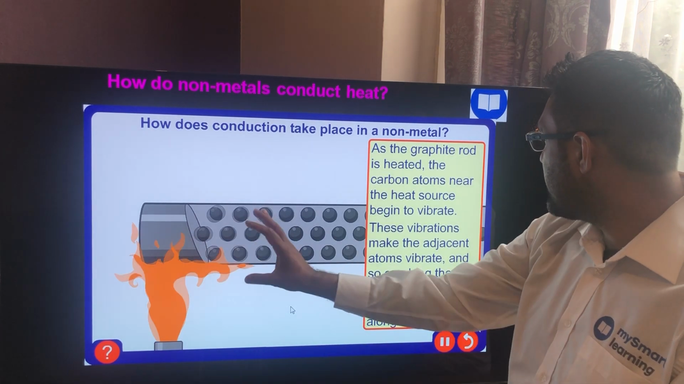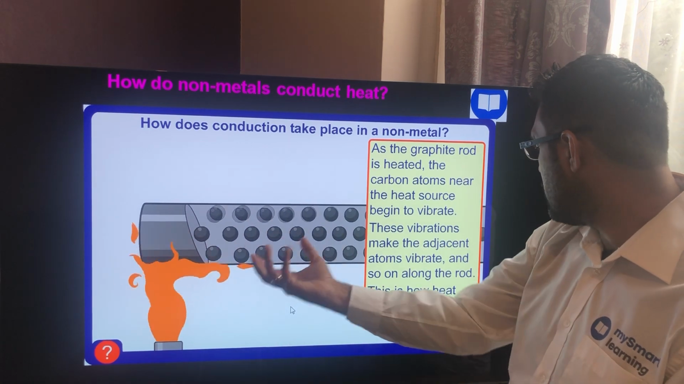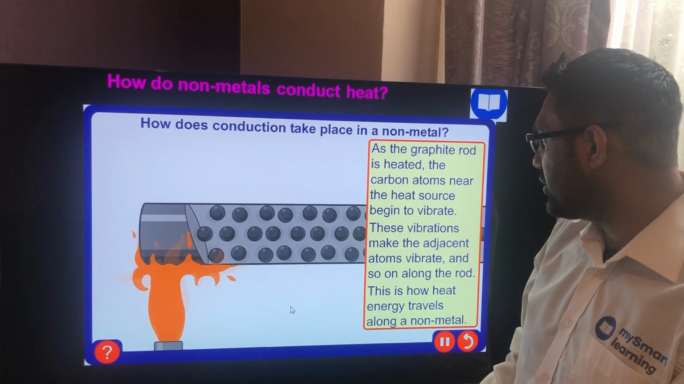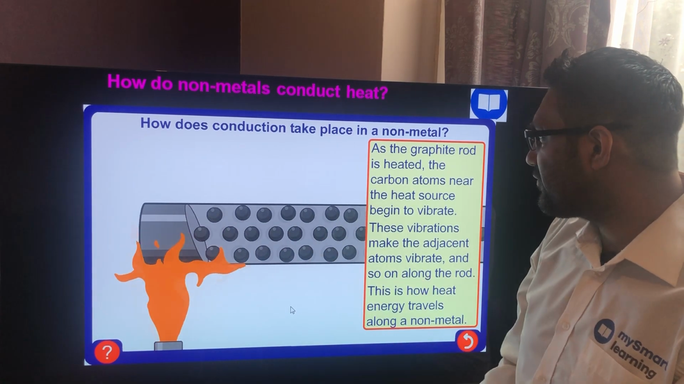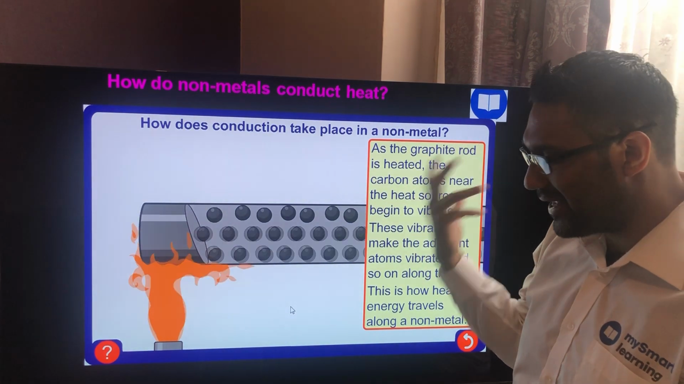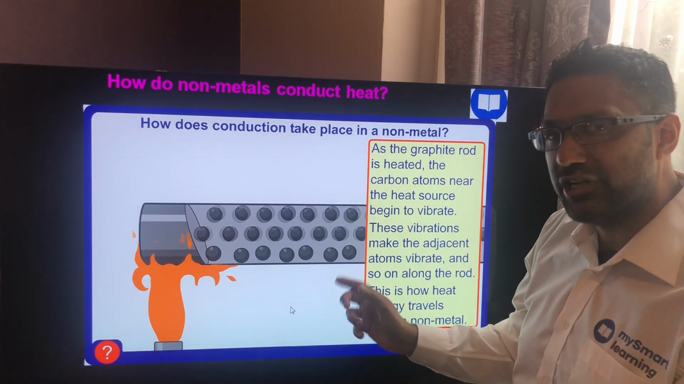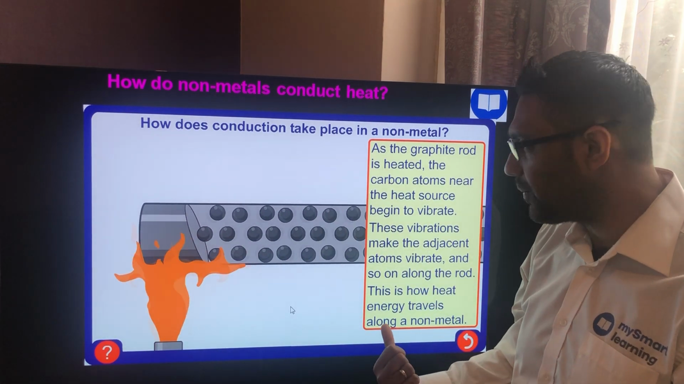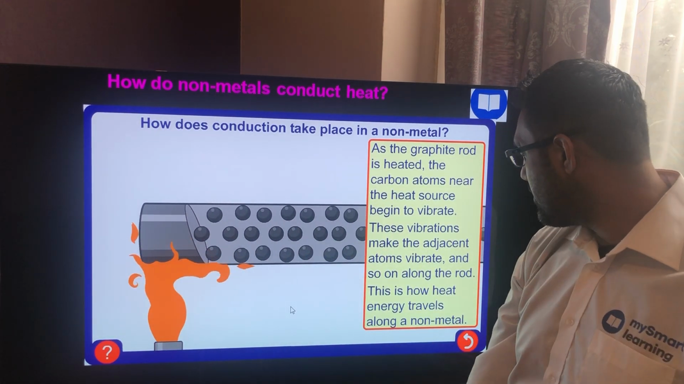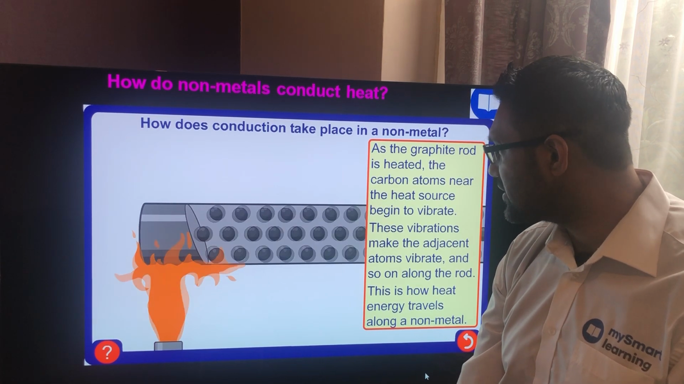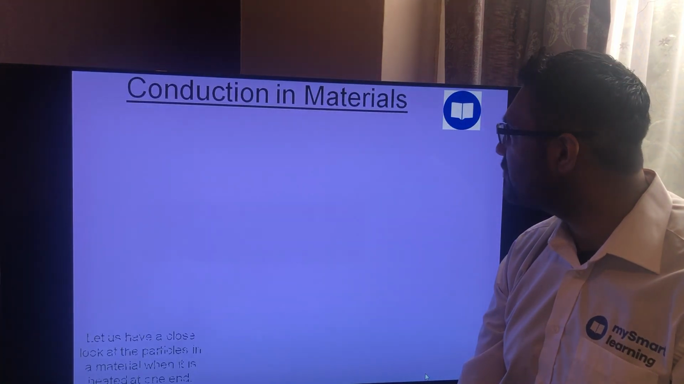So it starts to heat and starts to vibrate, and then the atoms along start to vibrate, and then it passes on the energy. So that's a fairly good conductor. Now usually non-metals are poor conductors, so we call them insulators. Graphite is a funny one because it sometimes behaves a little bit like a metal and a little bit like a non-metal. So it conducts a little bit, but compared to metals, it will conduct much faster. But you've got the idea that the atoms start to vibrate more.